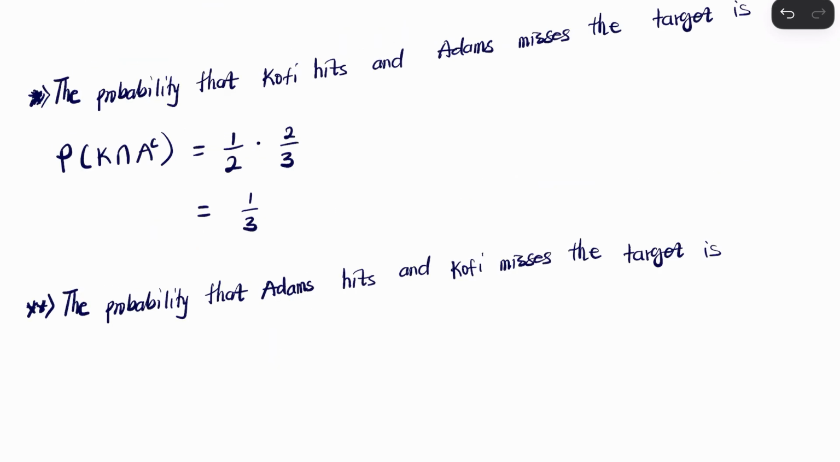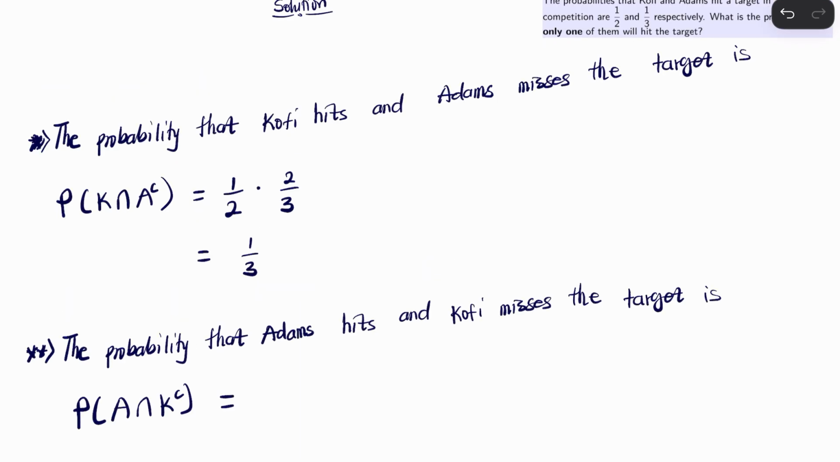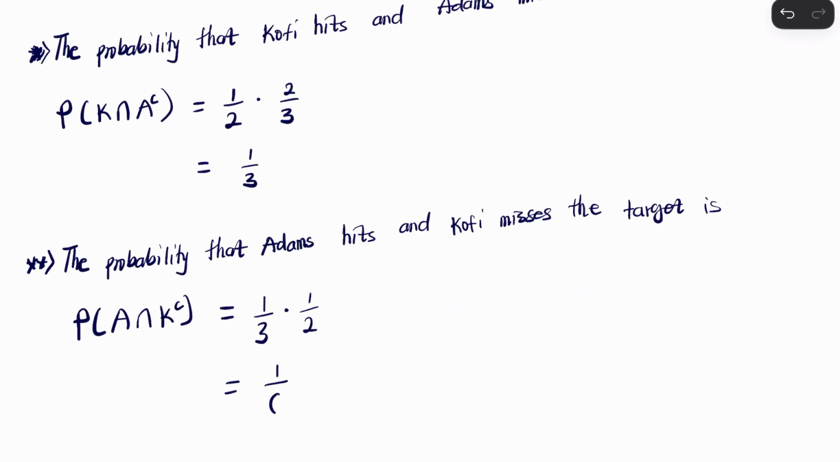Our next step is to find the probability that Adams hits the target and Kofi misses the target. The probability of Adams hitting the target is 1 on 3, multiplying the probability of Kofi missing the target, which is 1 on 2. And so this is going to give us 1 on 6.